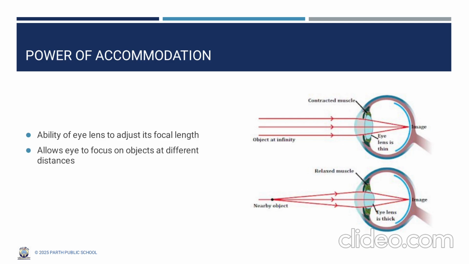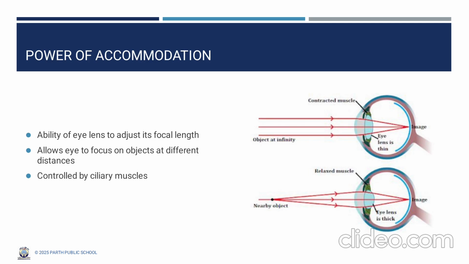Okay, power of accommodation. We can see nearby objects, and then suddenly if we look at a far object, we can see it clearly also, right? Why does this happen? This is because of the power of accommodation of the eye. It is a very important phenomenon for the human eye.